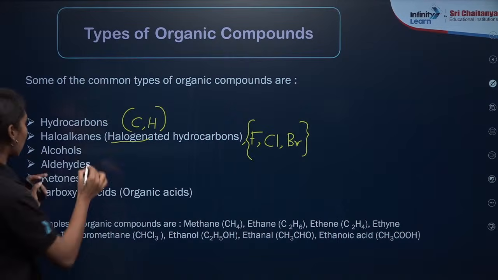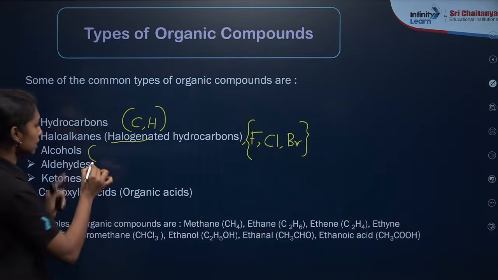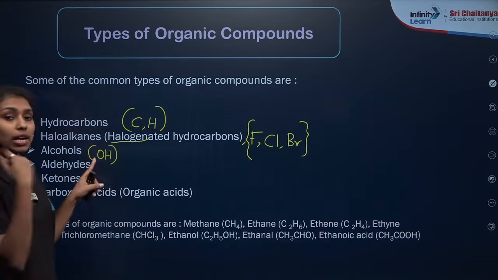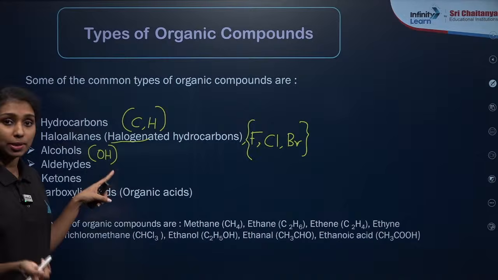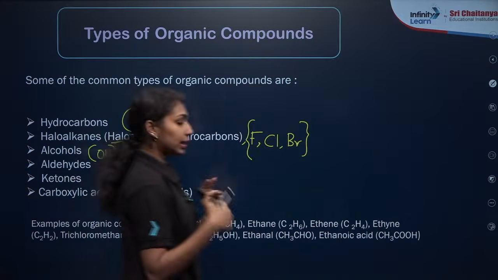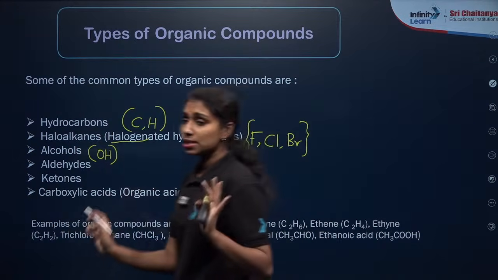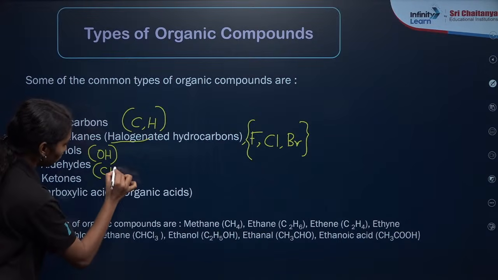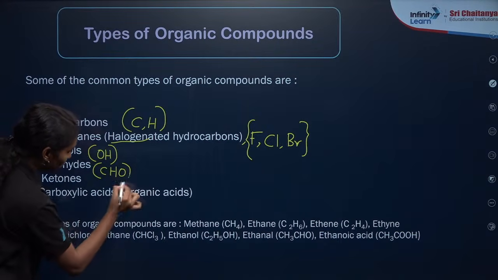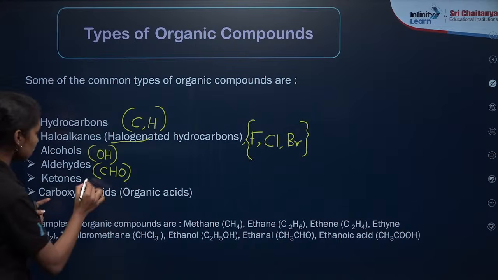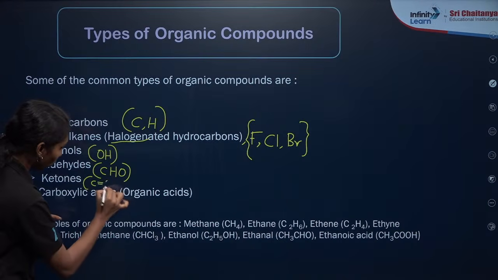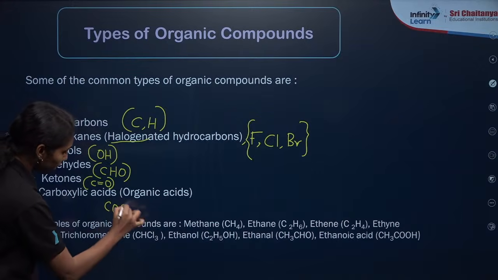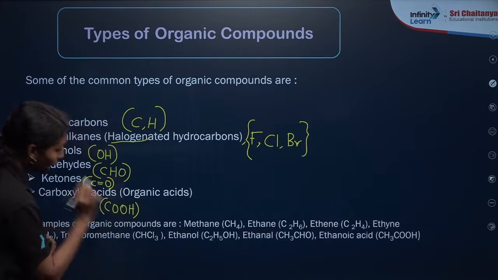Then next one, alcohols. There is also some functional group. Any compound which has the functional group OH, or hydroxy group, is known as an alcohol. Then the aldehydes. I am just giving a brief idea as an introduction to organic compounds. Any compound which contains CHO as a functional group is known as an aldehyde. If it contains C double bond O as a functional group, it is known as a ketone. And if it contains the COOH group, it is known as a carboxylic acid.